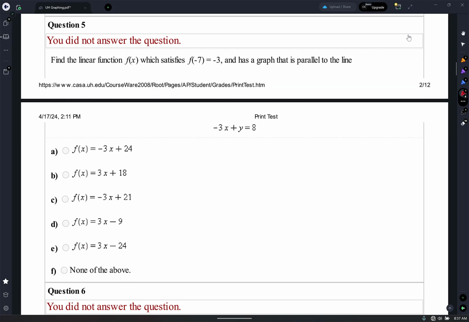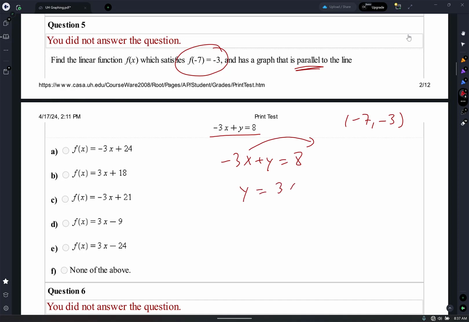Find the linear function which satisfies this point, negative 7, negative 3, and is on the graph that is parallel to this line. In order for you to be parallel, they have to have the same what? Parallel lines have the same what? You guys took algebra 2. It starts with an S. They have the same slope. Come on, guys. They have the same slope. So that slope is 3.